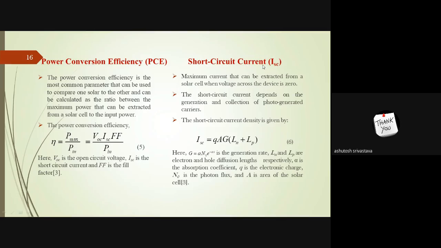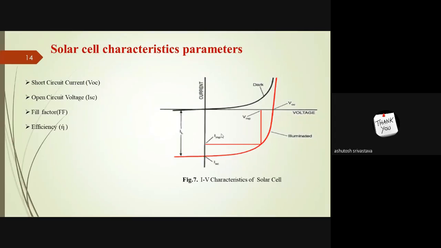And finally, the fourth parameter, the short circuit current. The short circuit current depends on the generation and collection of photo-generated carriers, and it can be given as ISC equals QAG times (LN plus LP). These LN and LP are the diffusion lengths of electron and hole, multiplied by the generation factor G. Then A is the area through which my device is illuminated, and Q is the charge. So these four parameters, the short circuit current, VOC, fill factor, and efficiency, are the characteristic parameters of a solar cell, used to emphasize how good my solar cell is in harnessing the energy.